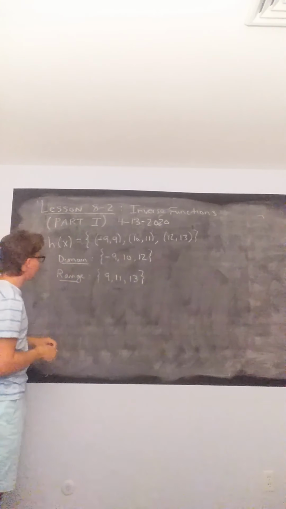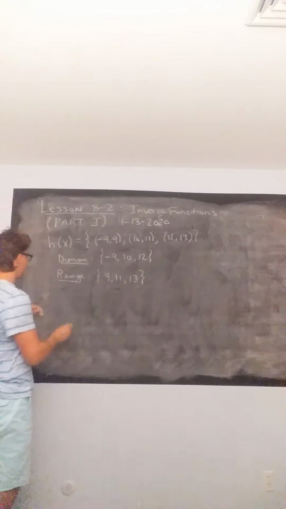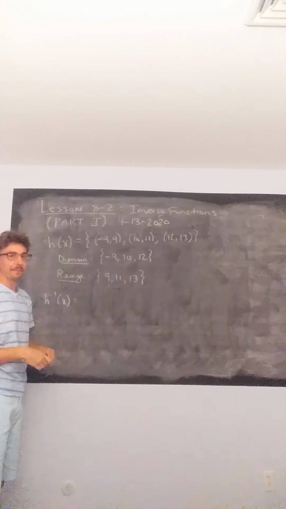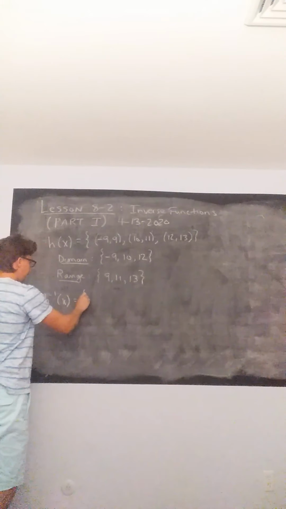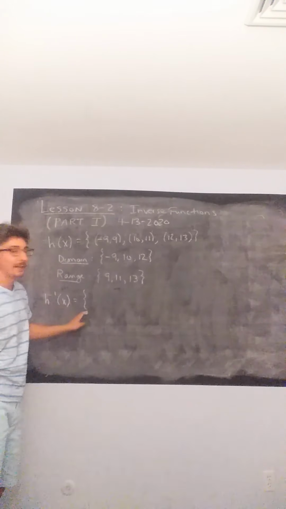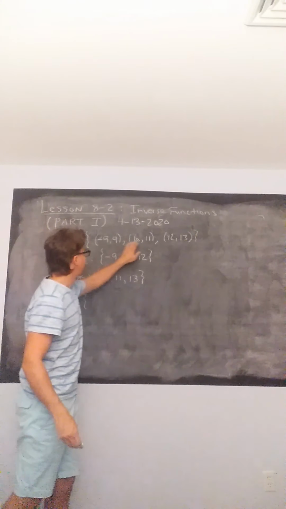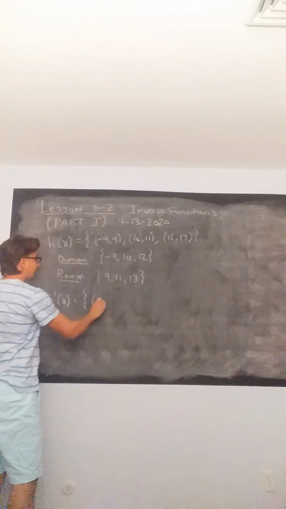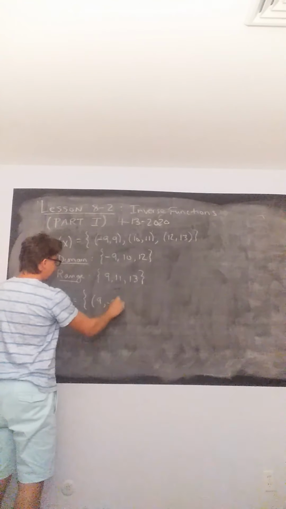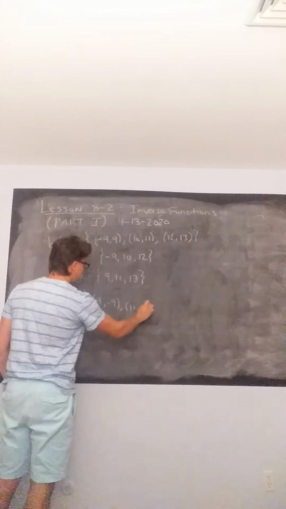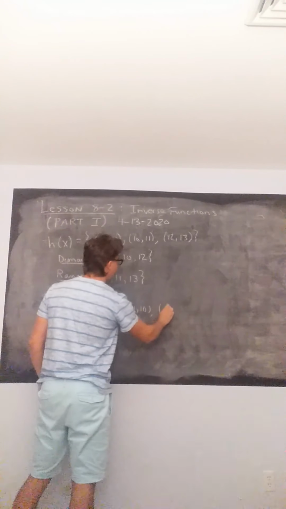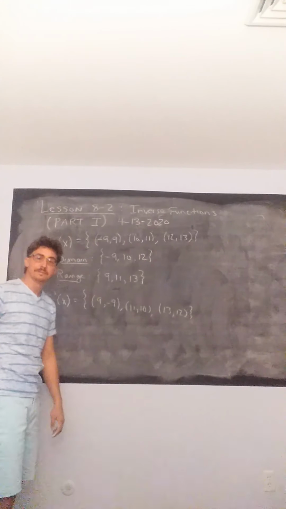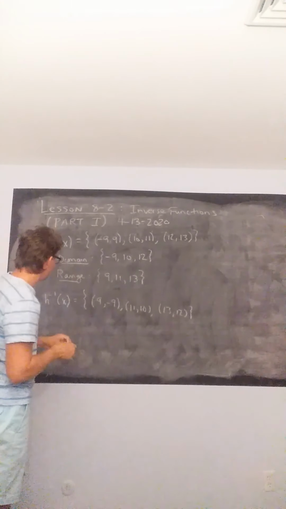Now, how about if we talk about the inverse function, h inverse? Well, something interesting will happen here, of course. Let's figure out what the set's going to be. So if we want h inverse, all we do is take the ordered pairs and reverse the order, right? So this is going to be the set of (9, -9), (11, 10), and (13, 12). Easy, right? Just again, swap the x and the y.